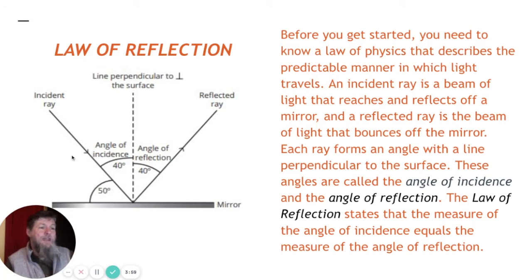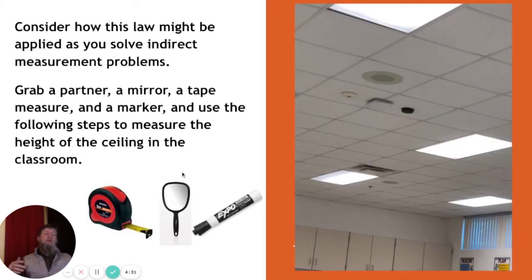One angle is called the angle of incidence. That's the angle between the incident ray and the line perpendicular to the surface. And the other is the angle of reflection, and that's the angle between the line perpendicular to the surface and the reflected ray. The law of reflection states that the measure of the angle of incidence equals the measure of the angle of reflection. And since these two angles here are corresponding and these two angles here are corresponding, these opposite angles here adjacent to the mirror are also congruent. So consider how this law might be applied as you solve indirect measurement problems.